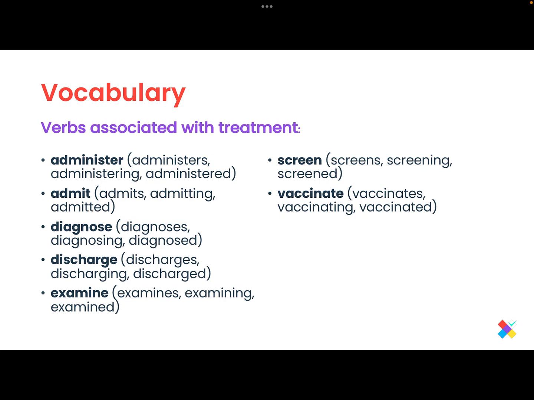To admit, now here admit refers to hospitals. If someone is admitted, be careful with the double T, to hospital, they're taken into hospital for treatment and kept there until they're well enough to go home, or they die there, unfortunately. For example, she was admitted to hospital with a soaring temperature.